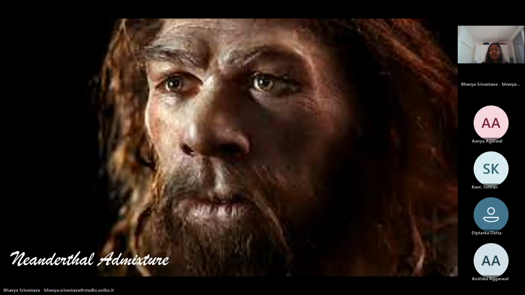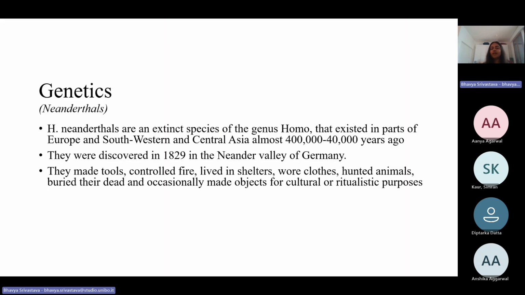Now we'll just quickly go through the three important discoveries or the three important studies that were conducted through DNA. The first one was Neanderthal admixture. So Neanderthals, as we know, are an extinct species of the genus Homo that existed in Europe and Southwestern and Central Asia almost 400 to 40,000 years ago. They are called Neanderthals because they were discovered in the Neander Valley of Germany in 1829.